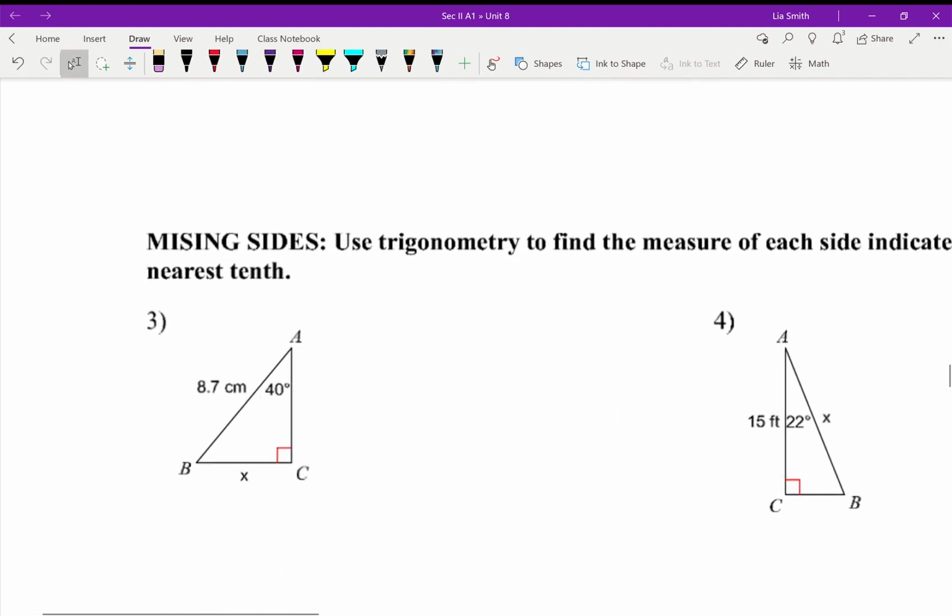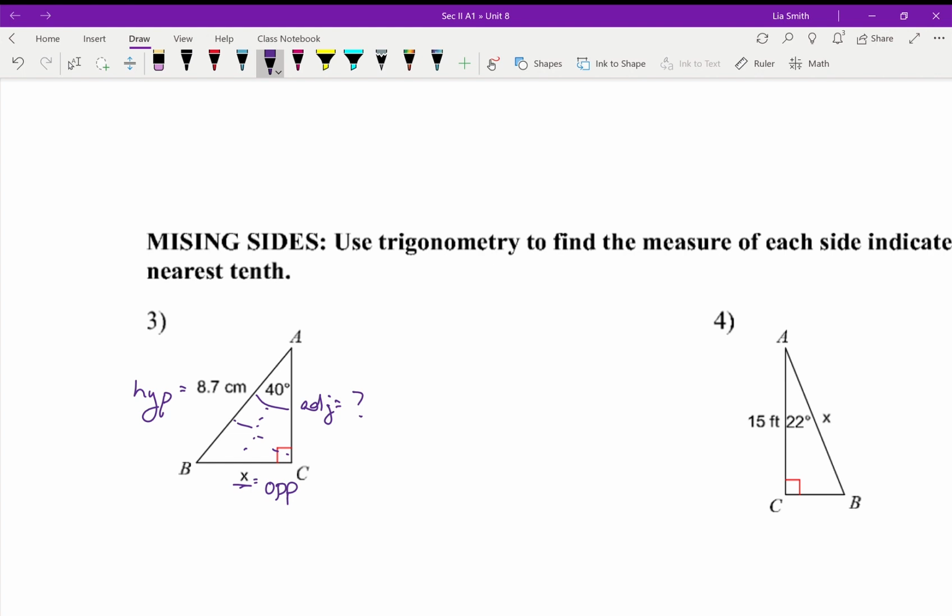Here's my triangle. I'm trying to find this side right here. So according to what we've learned, what side would that be? So if this is my angle, this side would be considered my opposite side. This side would be considered my hypotenuse side. And this side would be my adjacent side. But I don't know my adjacent side. That's going to come into play later.